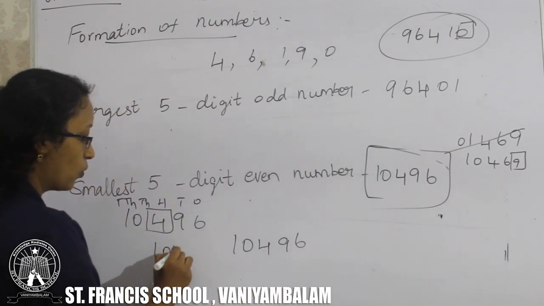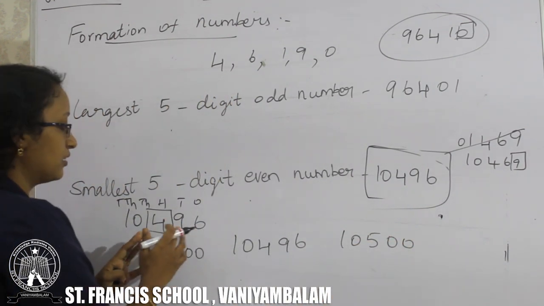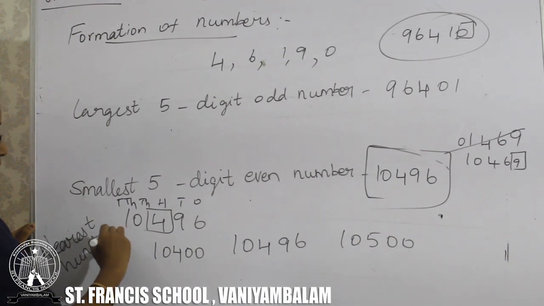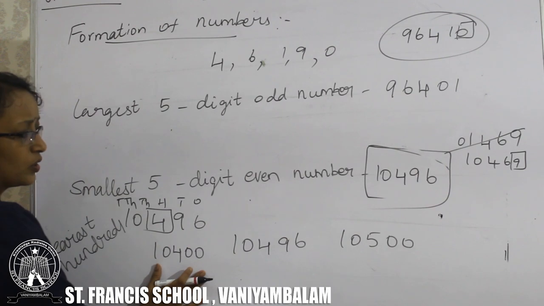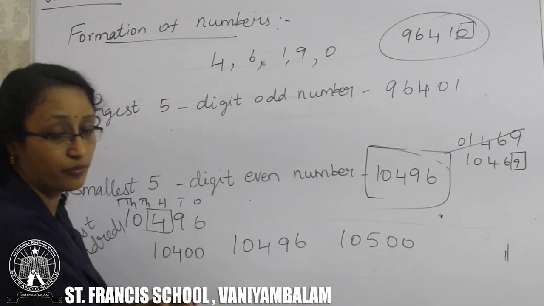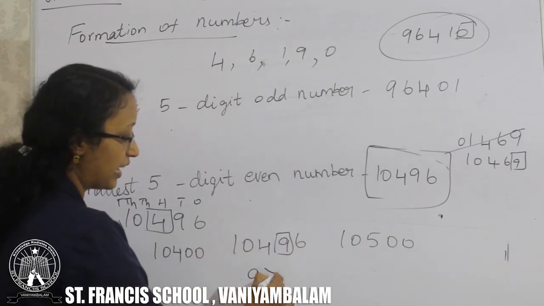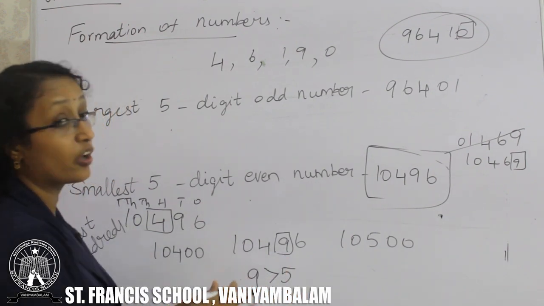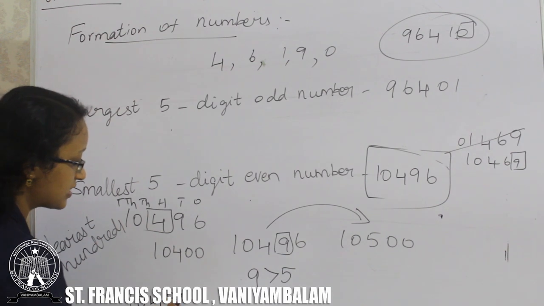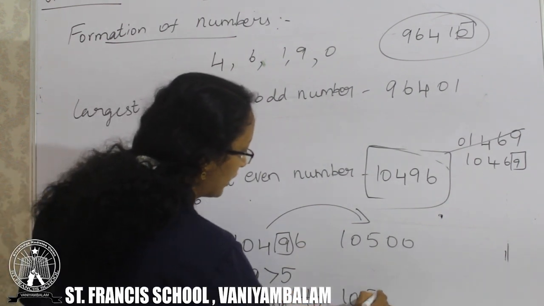10496 lies between 10400 and 10500, right? Because we are rounding off to the nearest hundreds, check the hundreds place digit, and according to that you have to write it. So 10,400 and 10,500. Next, check the place to the right of the hundreds place. What do you have? 9, right? 9 is greater than 5. If it is greater than or equal to 5, then you have to round it up. That is, 10496 is rounded to 10,500. This is the answer.